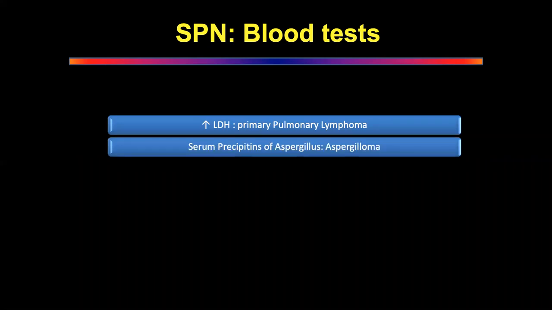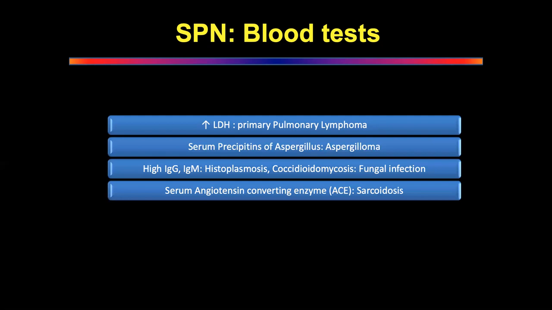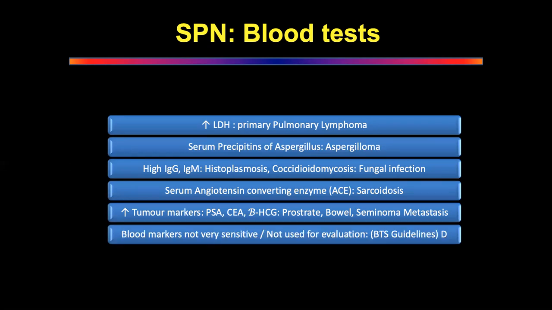So LDH is for lymphoma. If it's an aspergilloma, you look for the precipitin of aspergillus. You look for IgG, IgM for fungal infections. If it's sarcoidosis, you look for ACE. Tumor markers, you just said PSA, CEA, beta HCG. But they are, of course, not very sensitive. But this is from the BTS guidelines. The level of evidence is D, because these are not very sensitive for telling you the diagnosis. But you must know this. This is very basic stuff, man. Nothing difficult. Do you agree or no? Is it simple or is it very difficult?